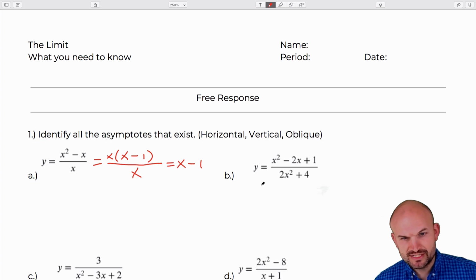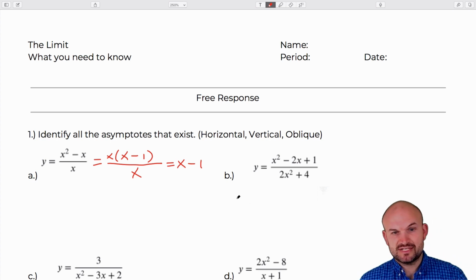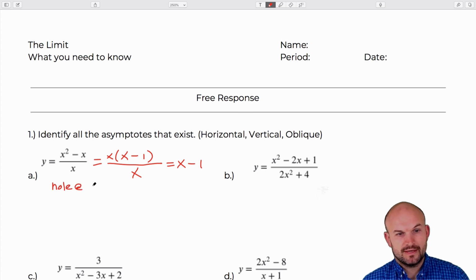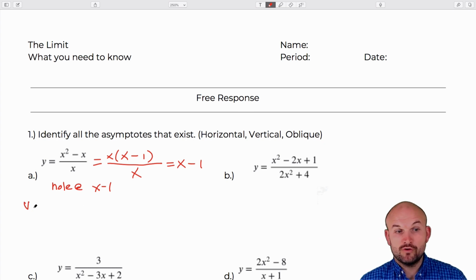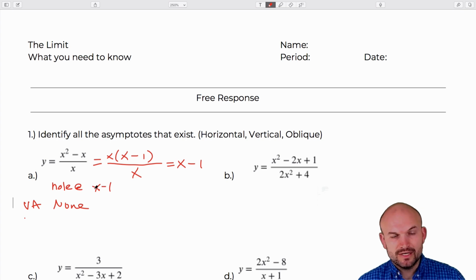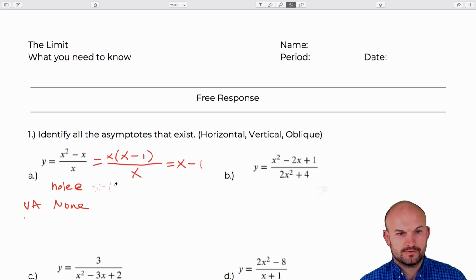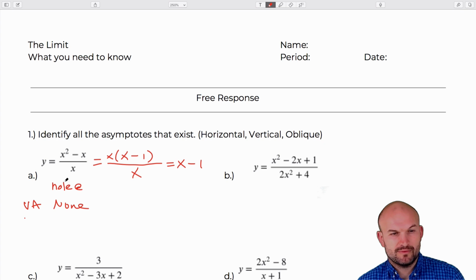So really what this equation is, it is a line, x minus 1, with a hole. So we can say there is a hole at x minus 1. Okay? So this is very important because since there's a hole, there is no vertical asymptote. So there's no vertical asymptote because now you can see the equation is... oops, I'm sorry, I kind of wrote that wrong. All right, so my hole is going to be at x equals 0.